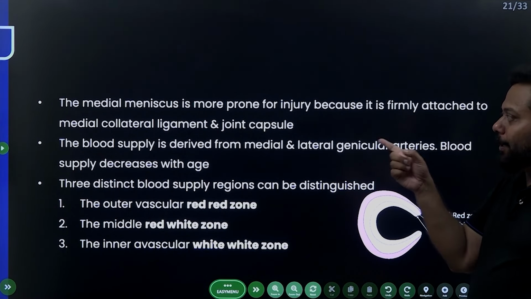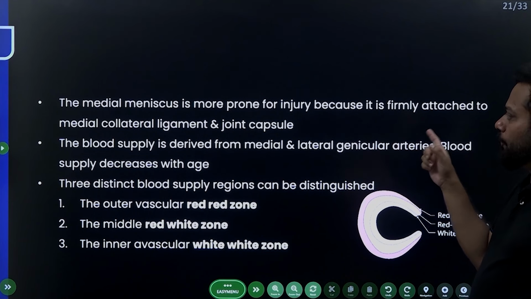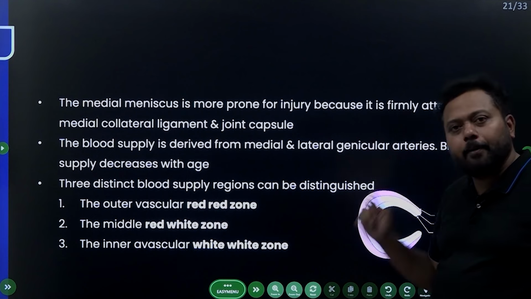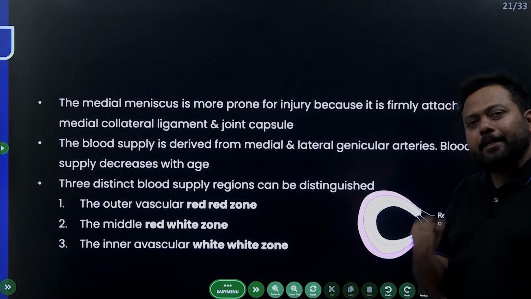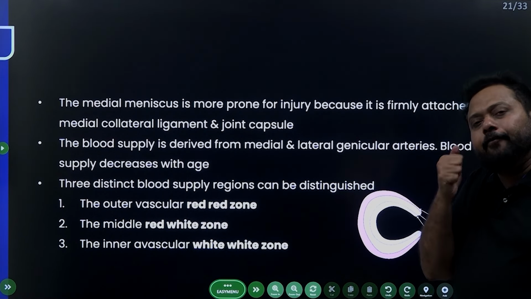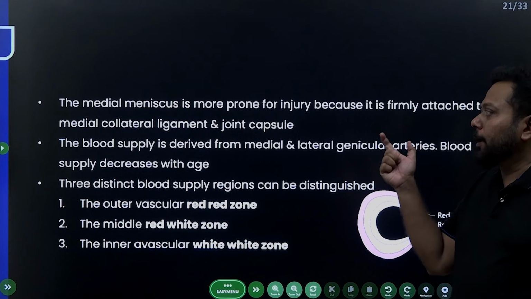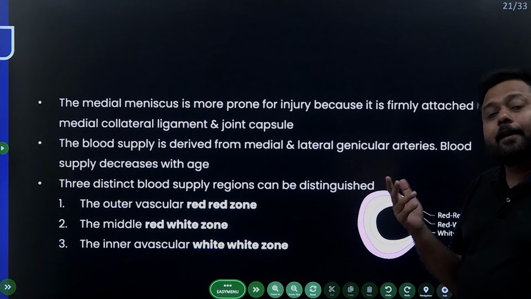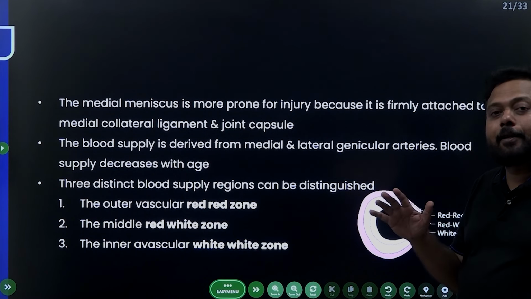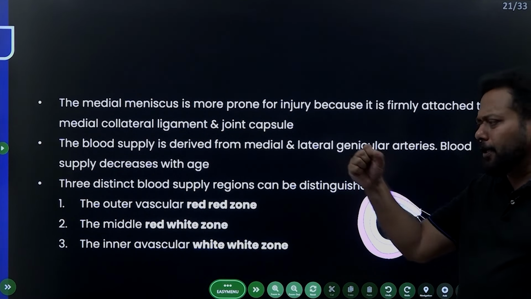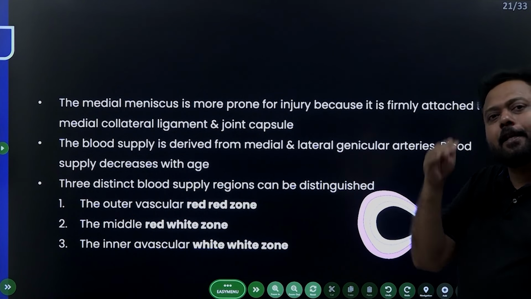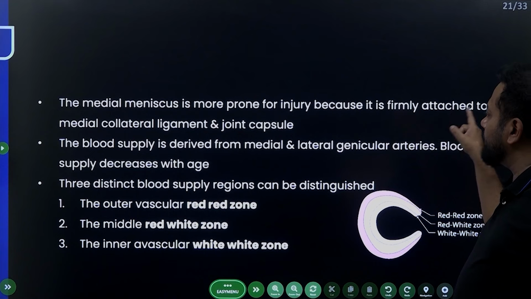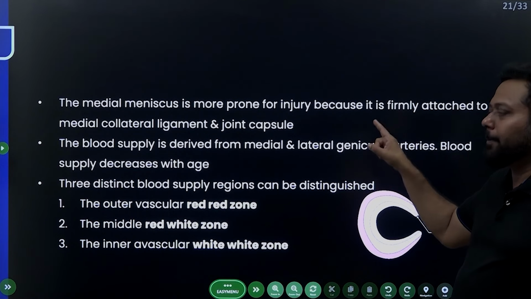Here, the medial meniscus is more prone to injury because it is very firmly attached to the medial collateral ligament and the joint capsule. It's very tight. The lateral meniscus is not that firmly attached, so it is less prone to injury. So the medial meniscus is more prone to injury because it is firmly attached to the medial collateral ligament and the joint capsule.